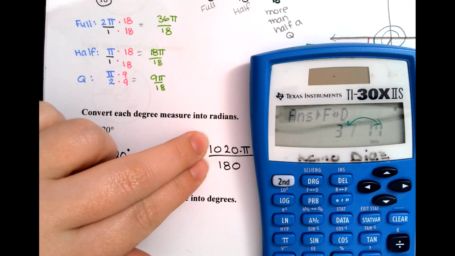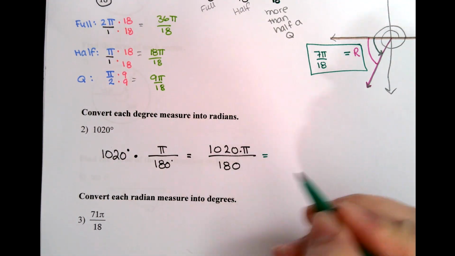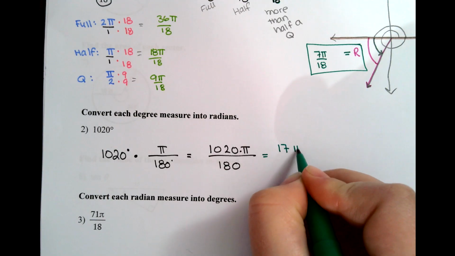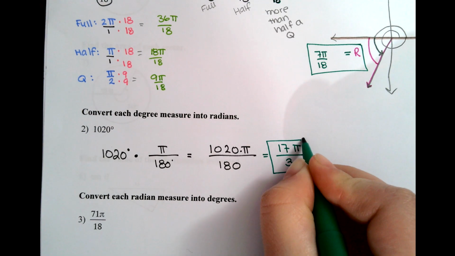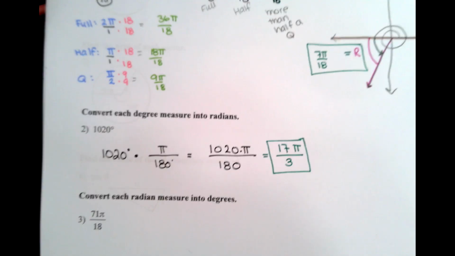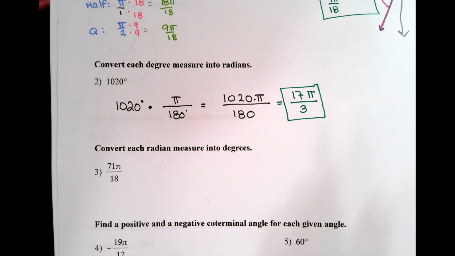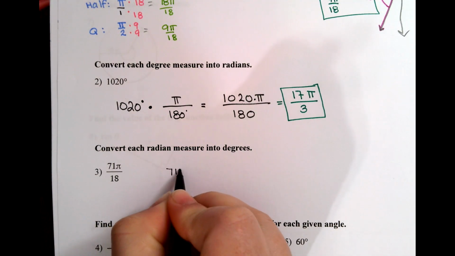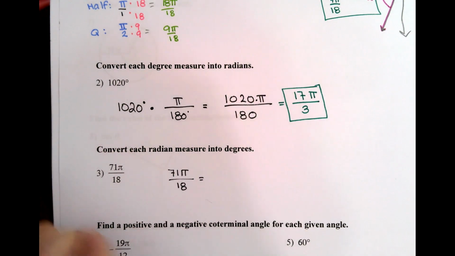Okay, moving on to the next one. We're using that same conversion rate from radians to degrees. So we got 71 pi over 18, and that's not equal to, let's go ahead and use our conversion rate. We're going to multiply that, but this time our conversion rate is going to be flipped. I want degrees, so degrees is going to be on top. The other one for question number 2 wanted radians, so radians is on top.